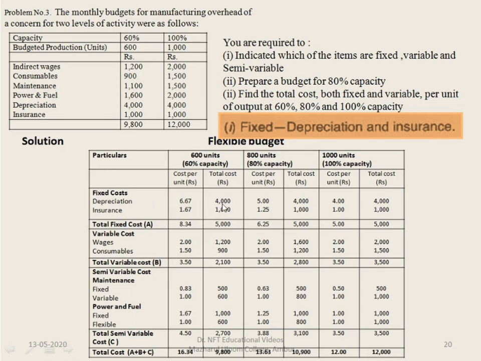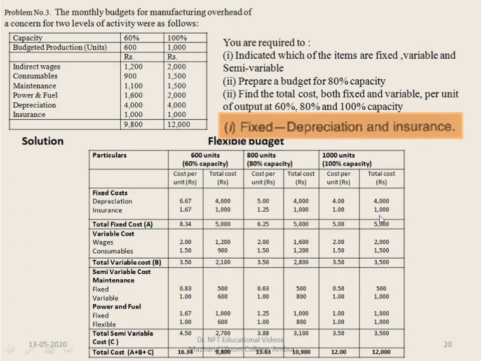And find out the cost per unit. 4,000 divided by 600 units is 6.67. 4,000 divided by 800, 5 rupees, and 4,000 divided by 1000 is 4. In the same way for insurance, 1000 rupees is given for 60% capacity as well as 1000 for 100% capacity. So both are fixed here.